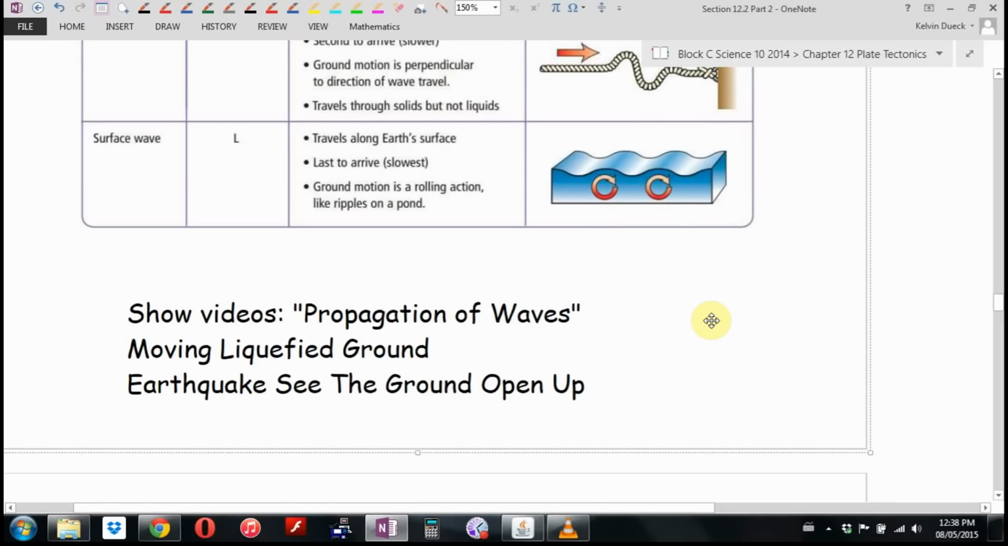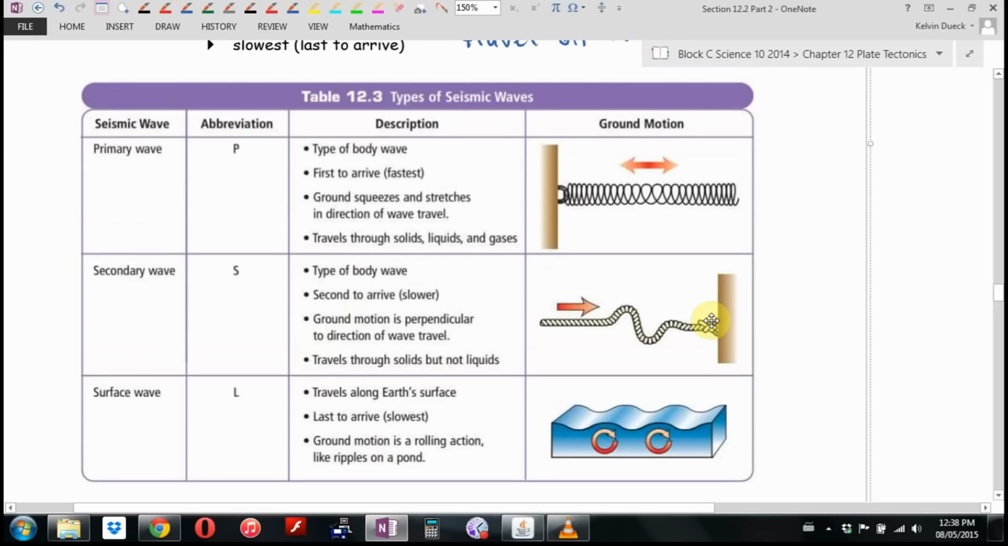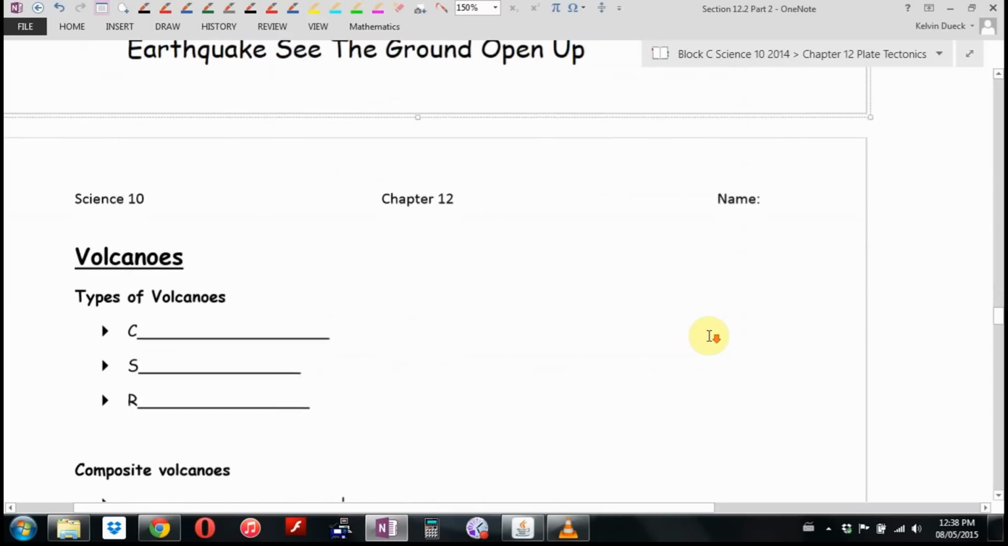So, earthquakes. You need to know P waves, S waves, and L waves. You need to know some of their characteristics, which ones go through liquid, which ones don't, which ones arrive first, which ones arrive second, and some more. I have a handout with some more details you'll get from the textbook.